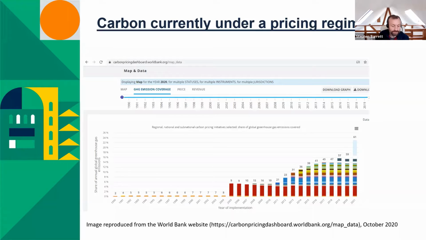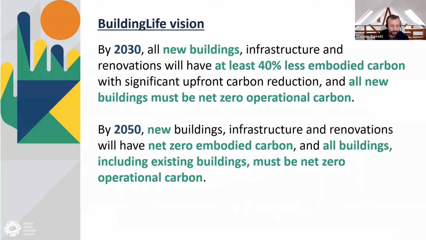So this is the same data, only showing the growth in the proportion of global emissions that are under some kind of pricing regime. It's up to around 23% today, and it's only going to continue rising. So the aim of the Building Life campaign is to reduce embodied carbon by 40% this decade and work towards zero carbon by mid-century. So it's in line with most countries' targets.